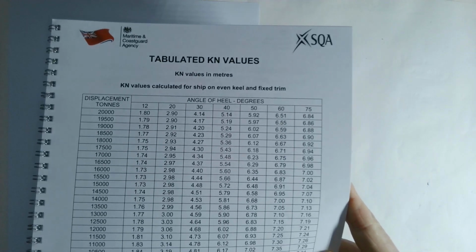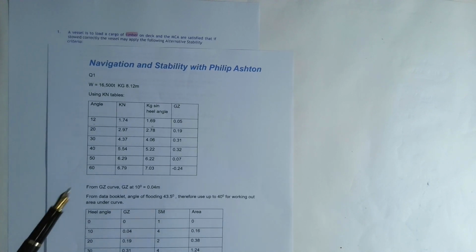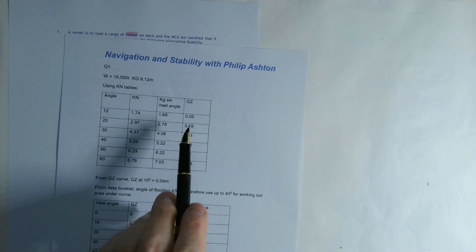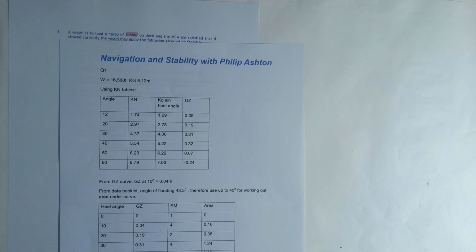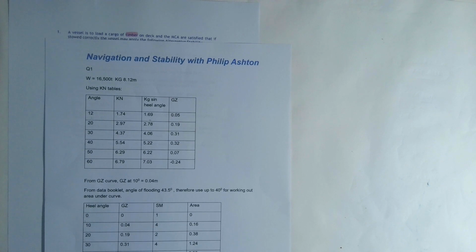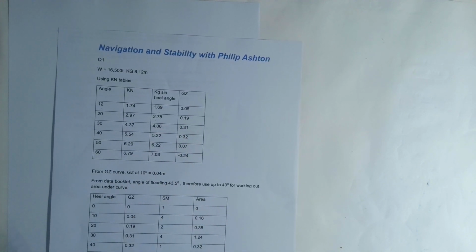So we talk about the KN tables. Well, in the booklet, of course, there's our KN tables that I'm sure you're well aware of. So to draw the curve, first thing we have to do is to find the KN values, then KG sine the angle, always KN minus KG sine theta. So on the formula sheet, that's the formula that you will always use when drawing a GZ curve. So we get our GZ values.